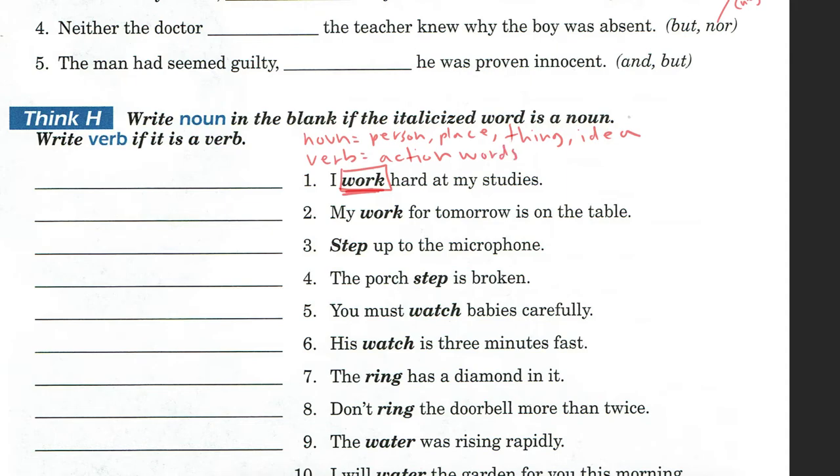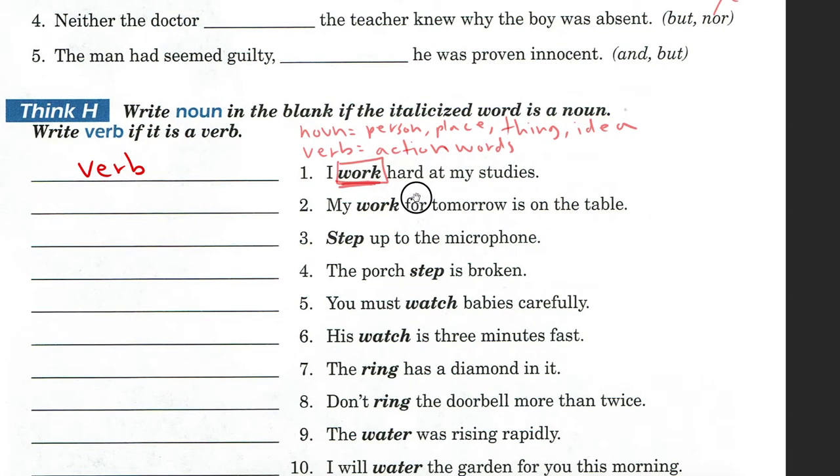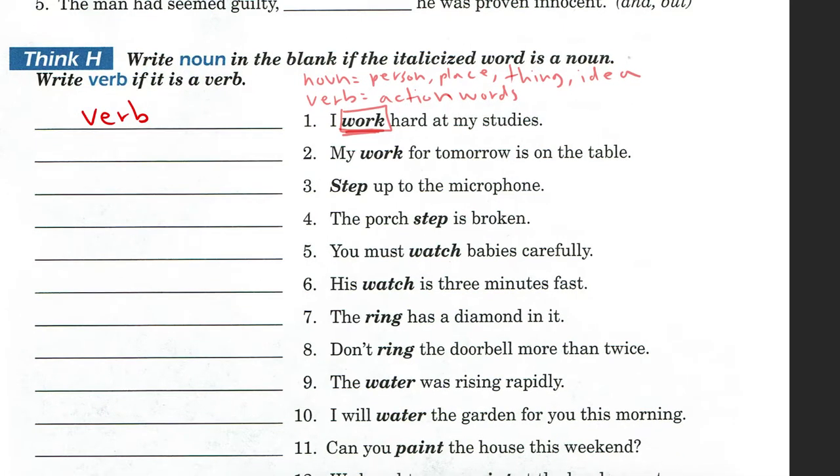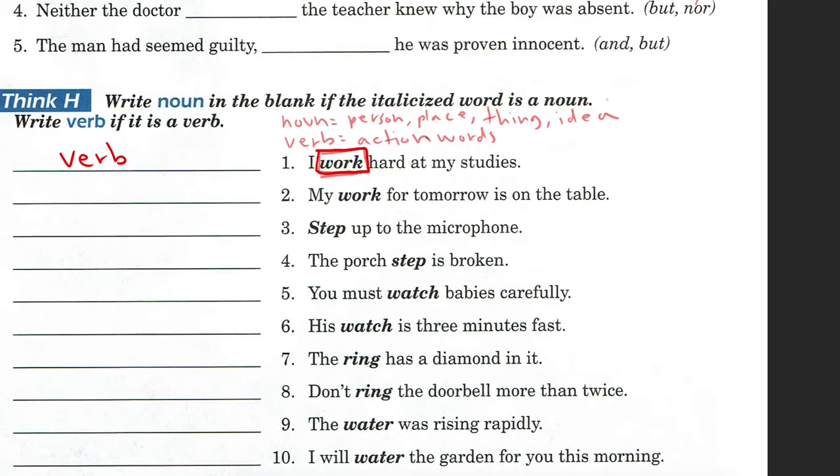Okay, so work. Is this a person, place, or a thing, a noun, or is this an action word, a verb, something you can do? Obviously, it's an action word, so it's a verb because work is something you can do, right? So the same thing. Remember, the same word can be used as a noun or a verb. Okay, keep that in mind.